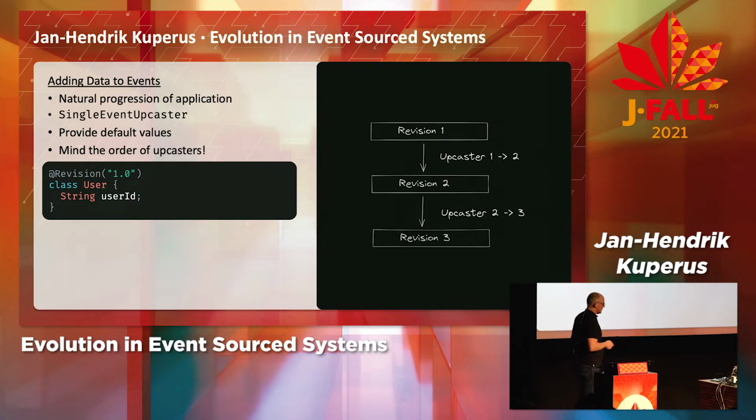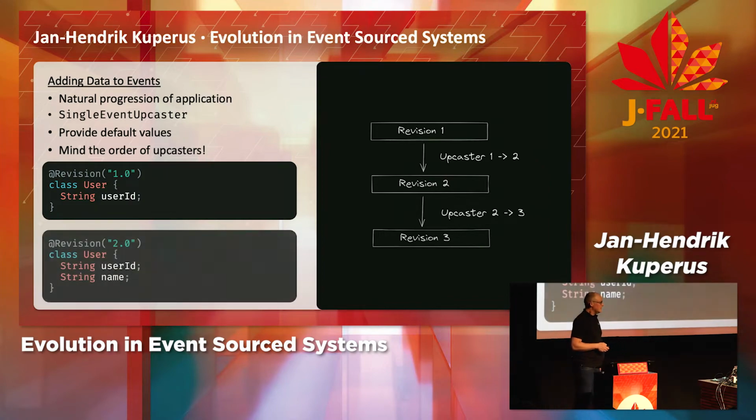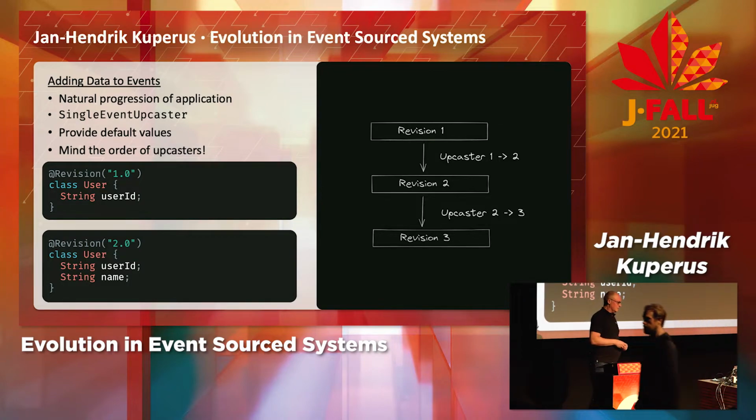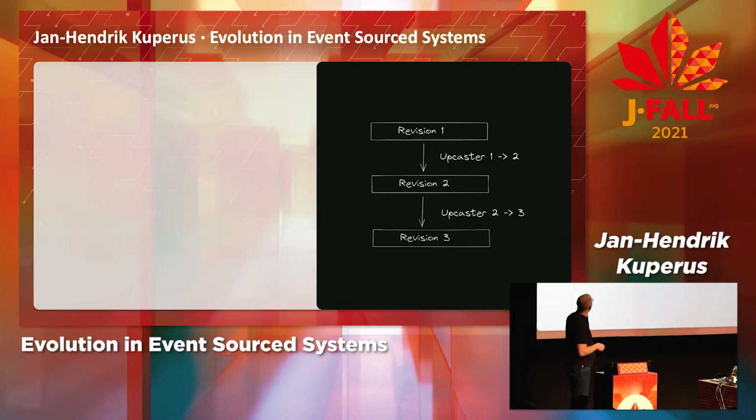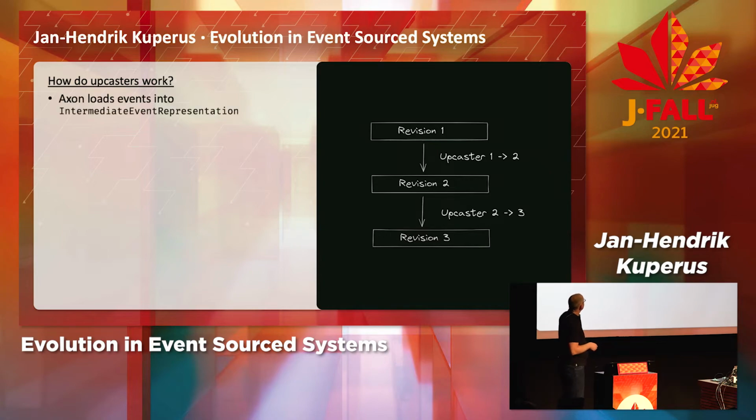So we had this user class before with just a user ID, and it can be as simple as just adding a name. Where then an upcaster would say, okay, I'll just add that name and give it a default value. And the upcasters, like I said, they work before an event is actually given to an aggregate to be handled.